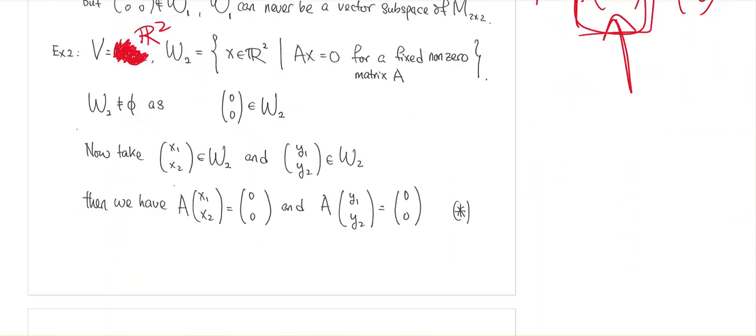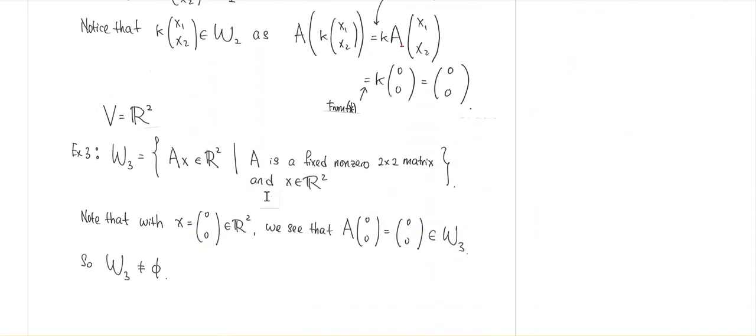Okay, let's look at the third example. Our V is R2. Now we still have the A, we still have the X, but you have to be very careful about what W3 is. Our vector space is R2, and this W3 is a subset of it. Why is that so? Because here they are telling you we are actually looking at AX. A is a 2 by 2 matrix, that's what it says. It's also a fixed non-zero 2 by 2 matrix, and X is in R2.